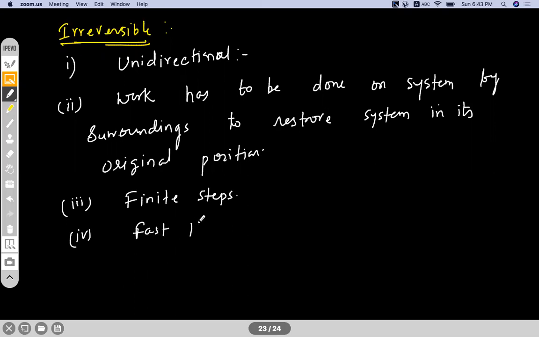It is a fast process. They ask this in the school exam also, the difference between irreversible and reversible process. It is real and actual. The actual process is this only. The previous one, if you remember, we discussed, is imaginary. It won't happen practically.